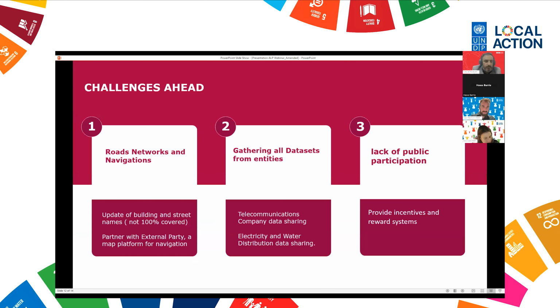We have a lot of challenges here in Amman, but let me mention three. In the major road network and navigation, we have a lack of data, so we think we should update our building and street names and partner with external parties in gathering the data sets, because as you know, the law of one city is different from another city. Something about the water and the electricity is not with us in the Greater Amman Municipality, so we should do an MOU and share data from the other entities.